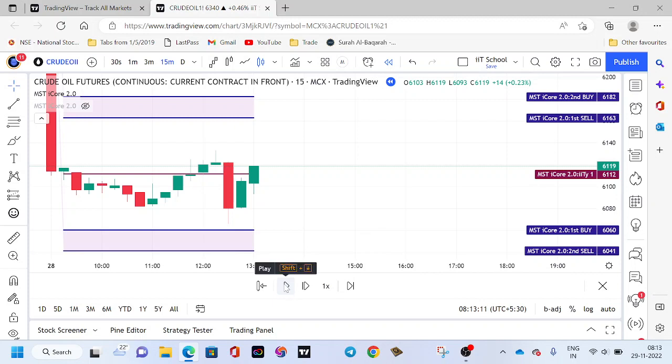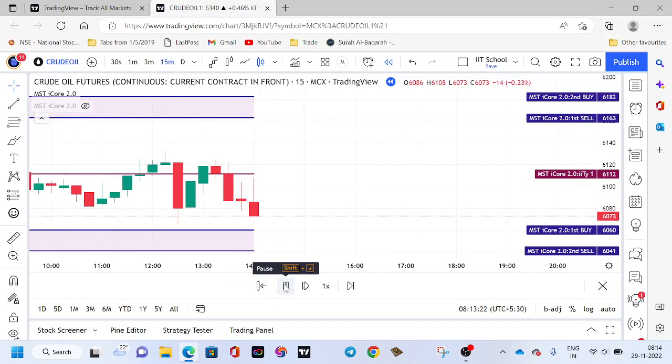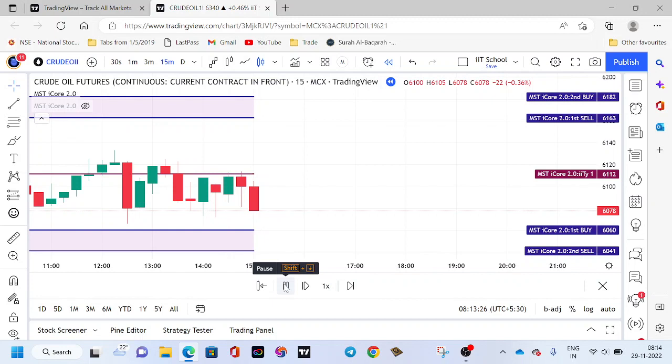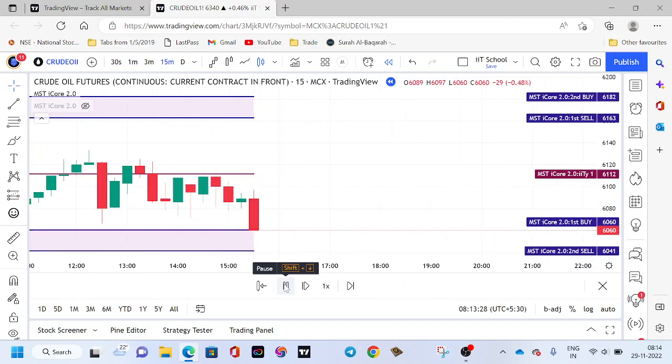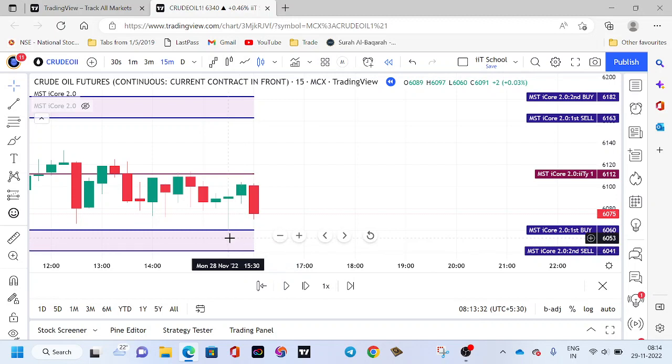As of now, no buy is activated and no sell is activated. I am waiting for the market to reach either level. Whichever side it comes, I will take it. Otherwise, I will simply wait for the entry. Yeah, now we got the entry at 3:30. The low made was 6060, so you can see that here.